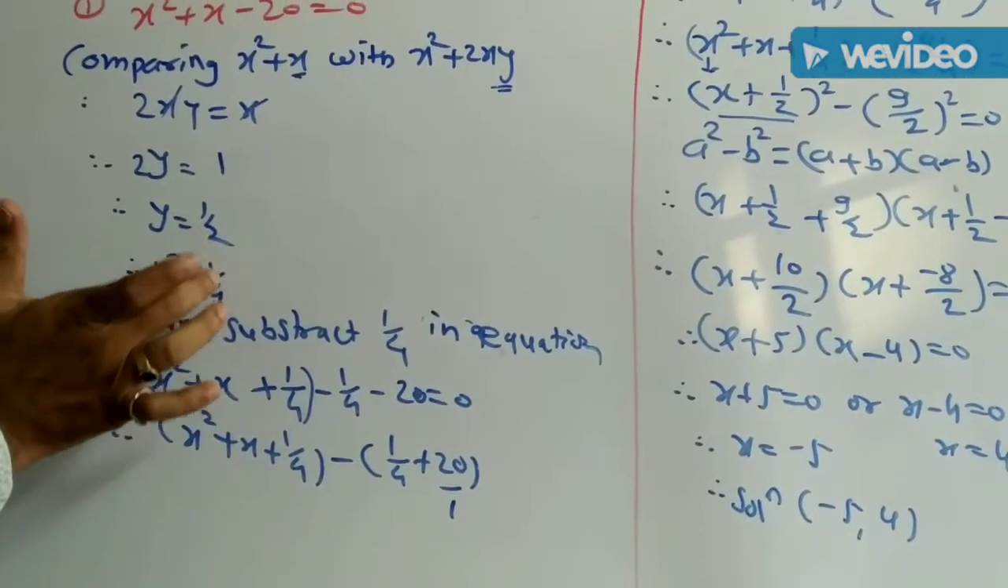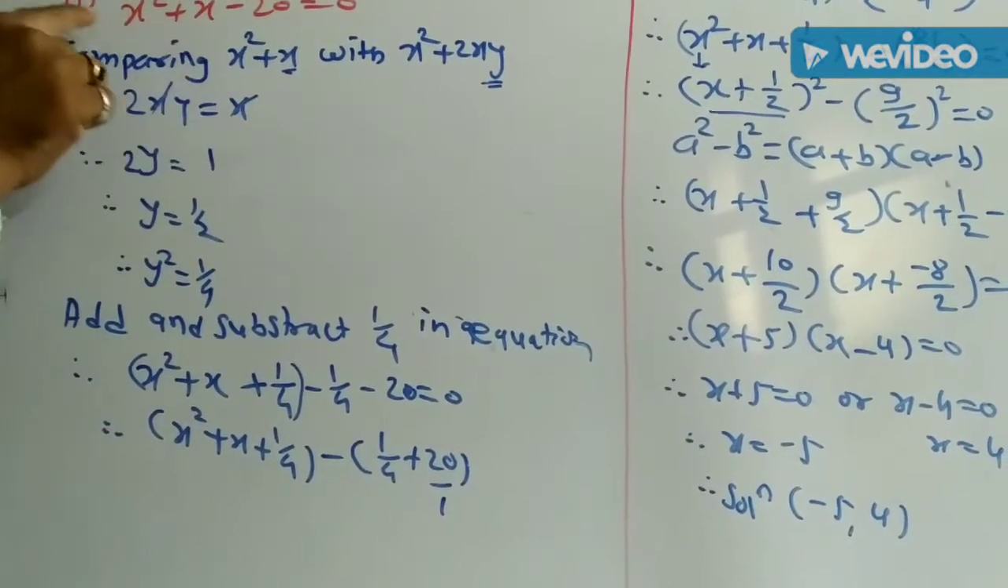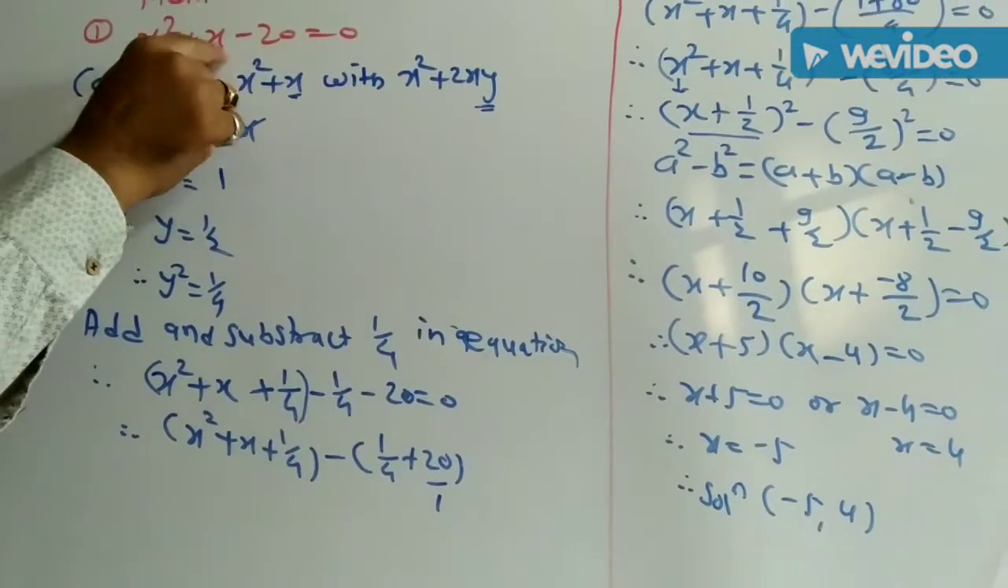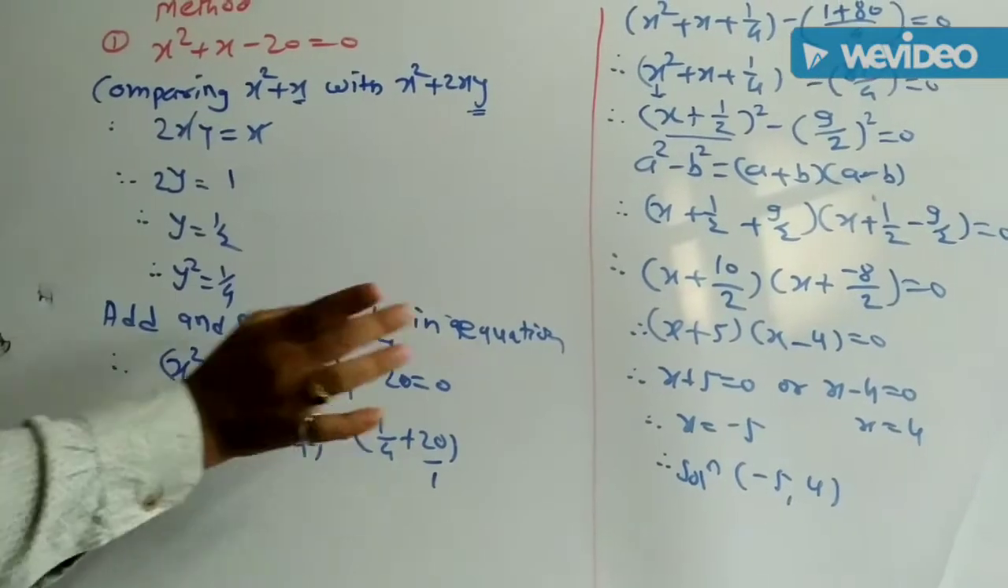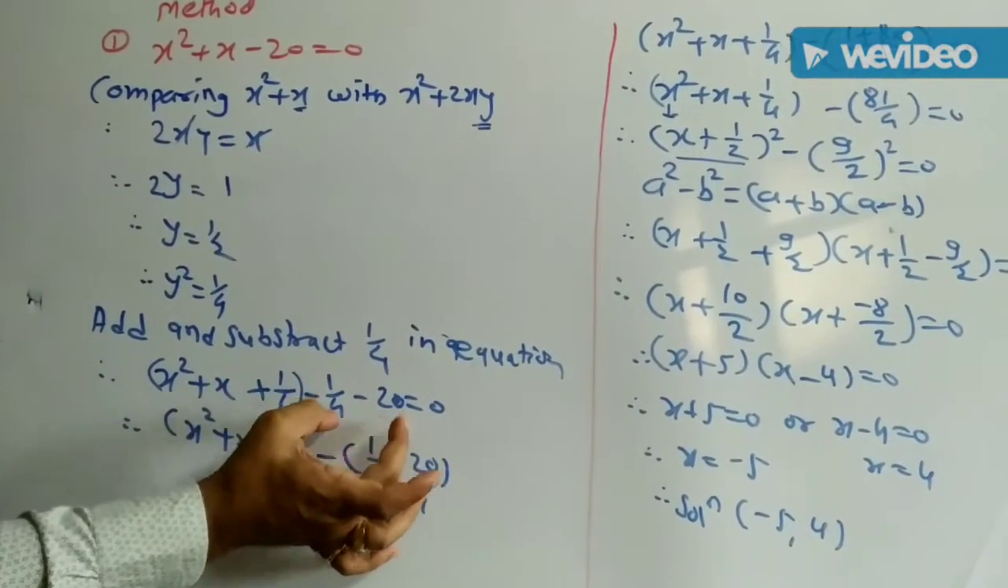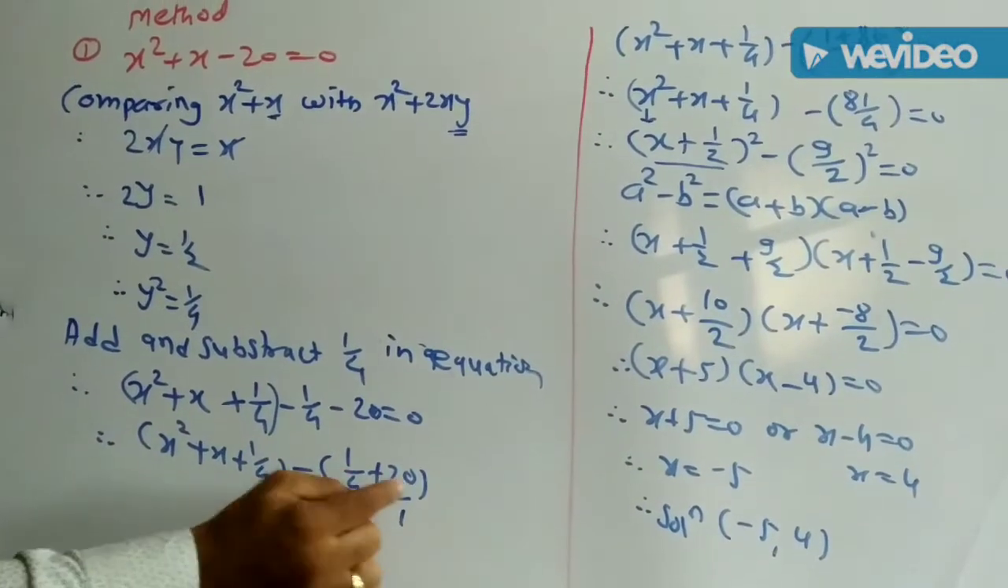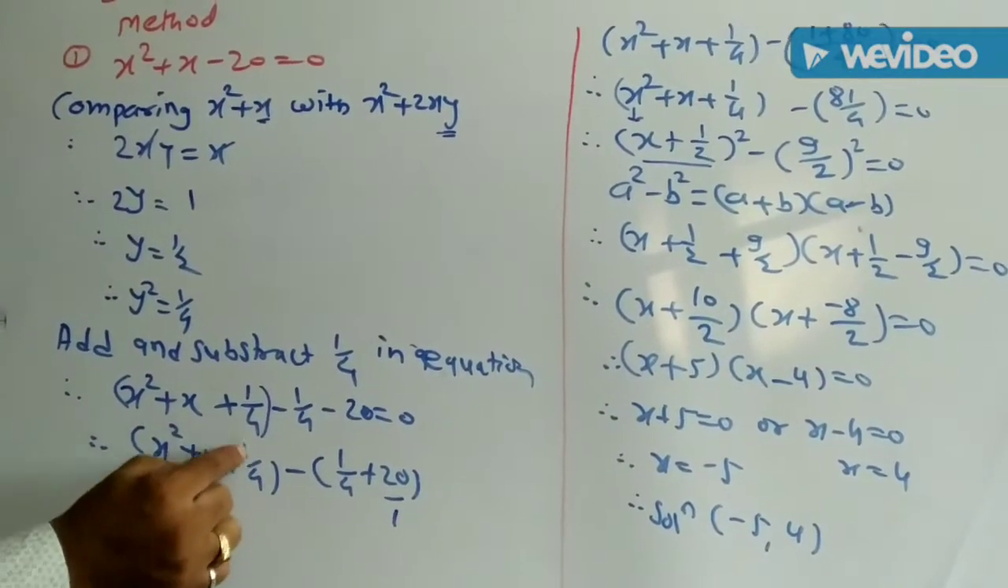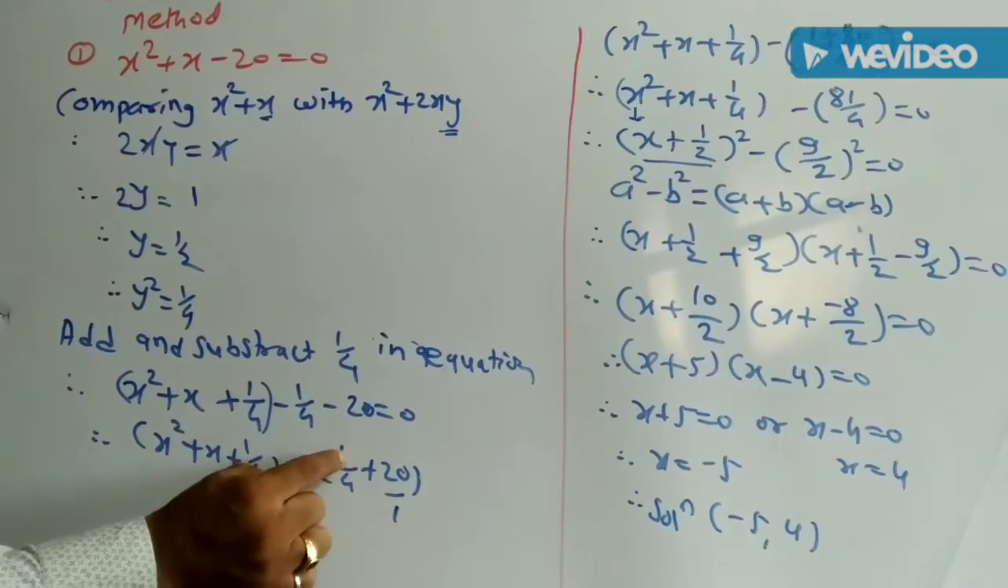Add and subtract this 1 upon 4 in this equation: x square plus x plus 1 upon 4 minus 1 upon 4 minus 20 is equal to 0. Take the group of the first three terms. From the last two terms, minus gets common: minus (1 upon 4 plus 20). x square plus x plus 1 upon 4 minus, solve this.